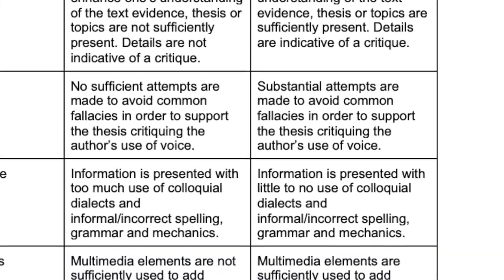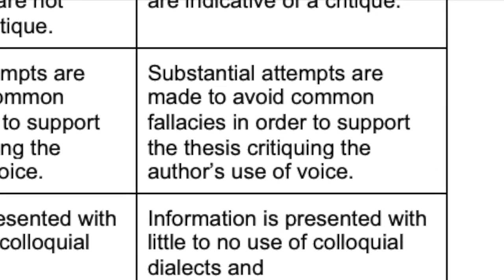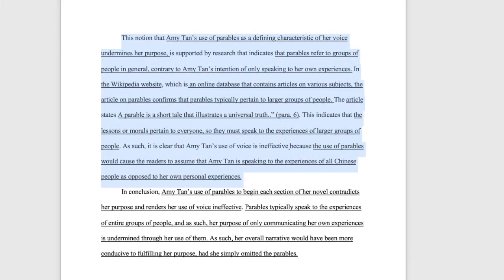Now let's see how I avoid using common fallacies. In this paragraph, I cite evidence from an article explaining that parables usually present universal truths. As such, I am essentially using this quote to substantiate my assertion that use of parables may cause one to think Amy Tan was trying to convey the experience of all Chinese people rather than just herself. By citing evidence in this paragraph, I am providing evidence to support my claim that her use of voice is ineffective, and I explain how this proves that claim.